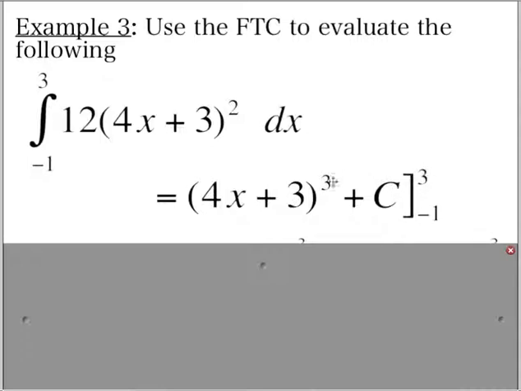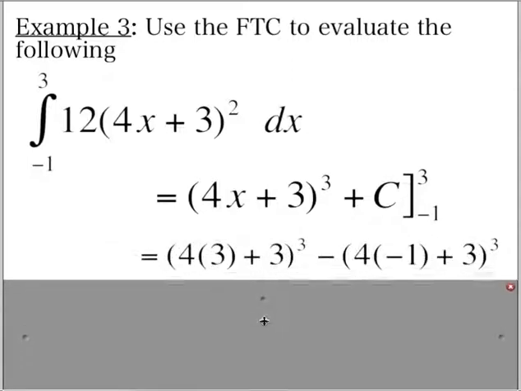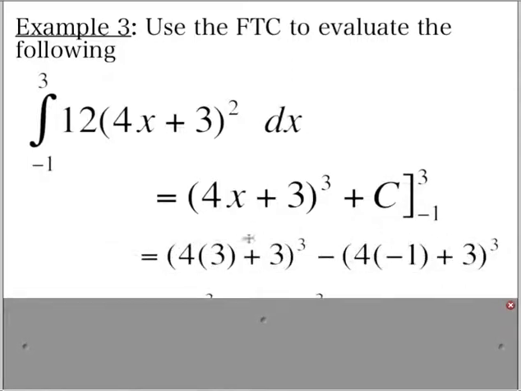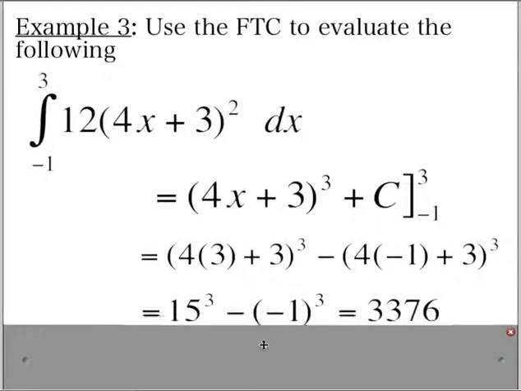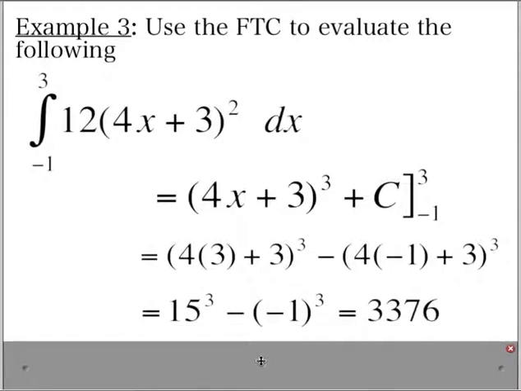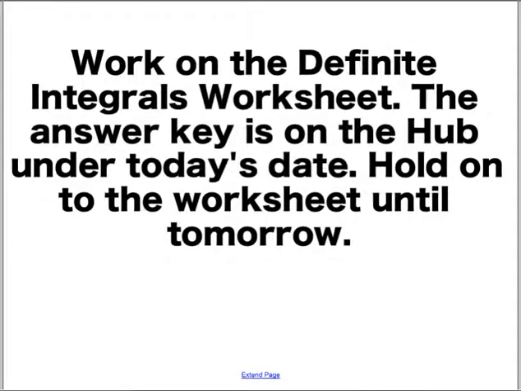When I plug that 3 in, and I plug in the negative 1, I'm going to get 12 plus 3 is 15, and then cube it, and then subtract 4 times the negative 1 plus 3, which is negative 1, and then cube that, and you should get 3,376. When I get back tomorrow, I will show you how you can use your calculator to double check your work. For right now, you guys are going to get just a worksheet to practice antiderivatives and evaluating these definite integrals. So work on this.